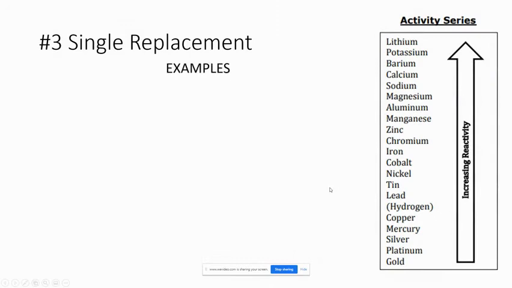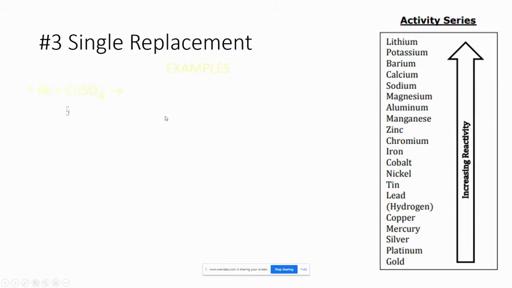All right. So some more examples. Fe. What is Fe? Oh yes, it's iron. Cu. Copper. So iron and copper. I have to look up where iron is. I have to look up where copper is. Is iron higher on this list? Iron's way up here. Copper's way down here. So this is going to happen.